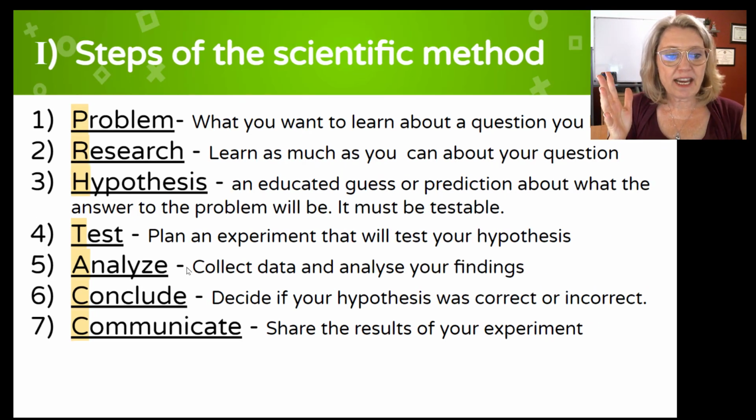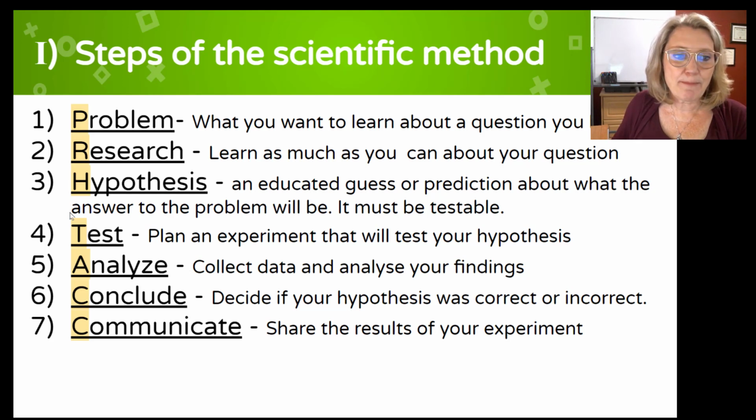The next step is to conclude something. So now that you have all of your data and you've made a graph, you're going to go ahead and decide whether or not your hypothesis was correct. Did you come to the correct conclusion? And 50% of the time, scientists do not have the right hypothesis, and they have to go back and start again, right? But you decide whether your hypothesis is correct or incorrect. And finally, you need to share your results, and that's communicate. So you're going to share the results of your experiment.